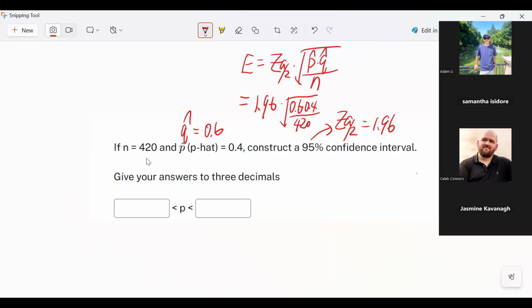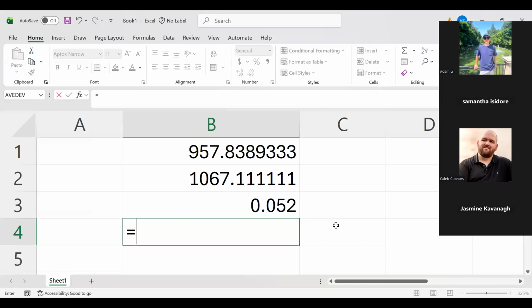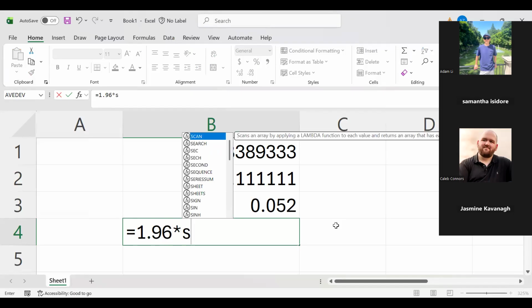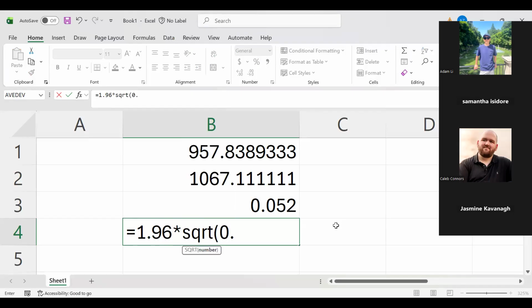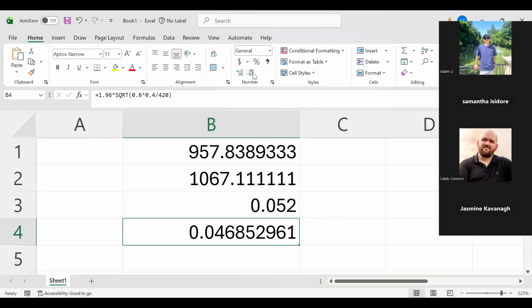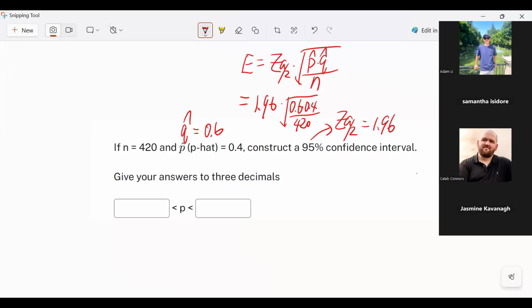Let me just do the calculation. 1.96 times square root 0.6 times 0.4 over 420. That will do it. And then 3 decimal places, it's 0.047. So we find a margin error that's approximately 0.047.